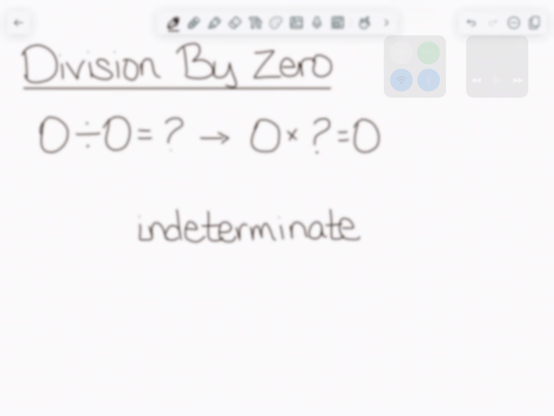Understanding this concept helps teachers respond clearly when students ask, why can't we divide by 0? And that's a wonderful question for a student to ask.